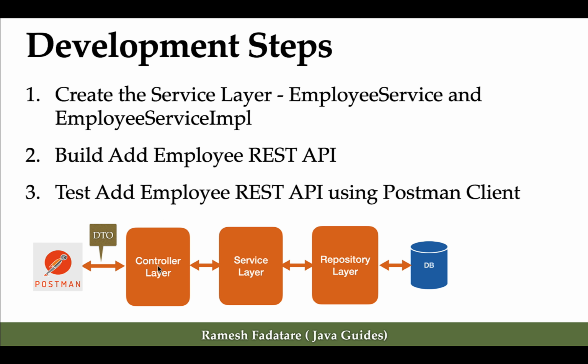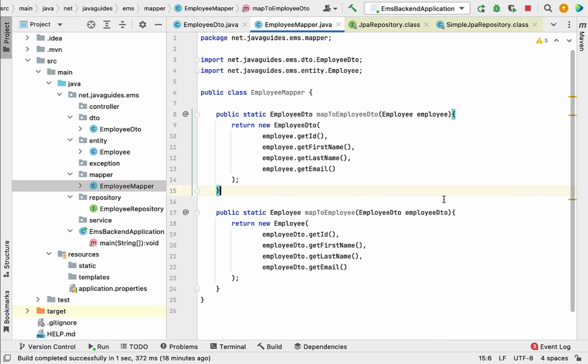Okay, so to create the service layer, we'll create an employee service interface and then we create an employee service IMPL class that implements the employee service interface. Next we'll build the add employee REST API in a controller layer, and next we'll test this add employee REST API using Postman client. Okay, so let us go to our project in Data JPA.